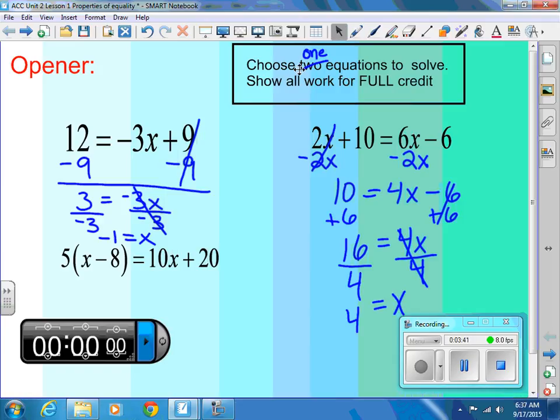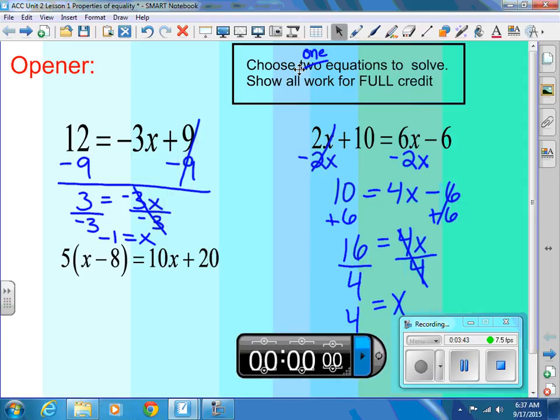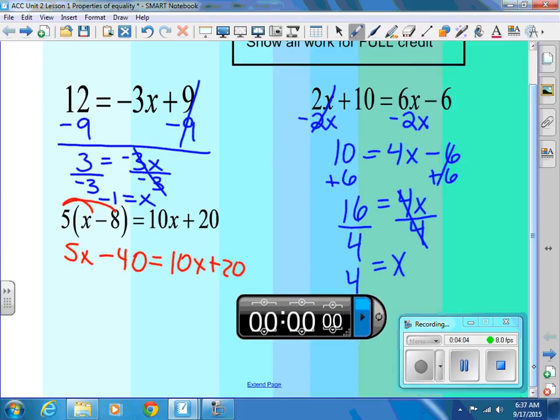Now, this last problem is a little bit different because I have to do the distributive property. Those parentheses tell me that I need to multiply. 5 times x is just 5x. 5 times -8 is -40. A lot of you might have messed up your sign there. Pay close attention to your signs. Bring down the rest. All right, again, I noticed that I have x's on both sides. So I'm going to move the smaller of the two. It's a positive 5x. I'm going to subtract 5x on both sides.